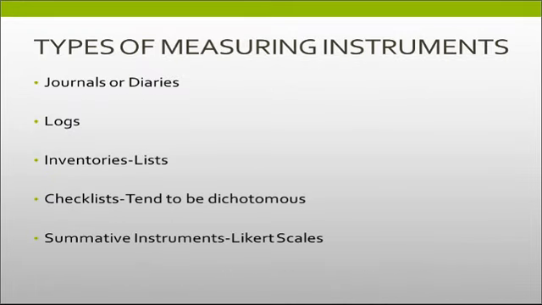Types of measuring instruments. The type of measuring instrument you choose to measure your variables depends on your research situation, the questions you are asking, the kind of data you need, the research participants you have selected, and the time and money that you have to complete that research. The first is journals or diaries. These are very useful for an interpretive study.